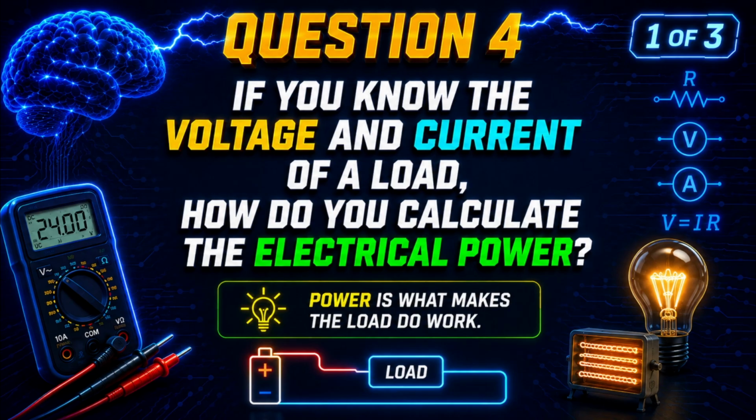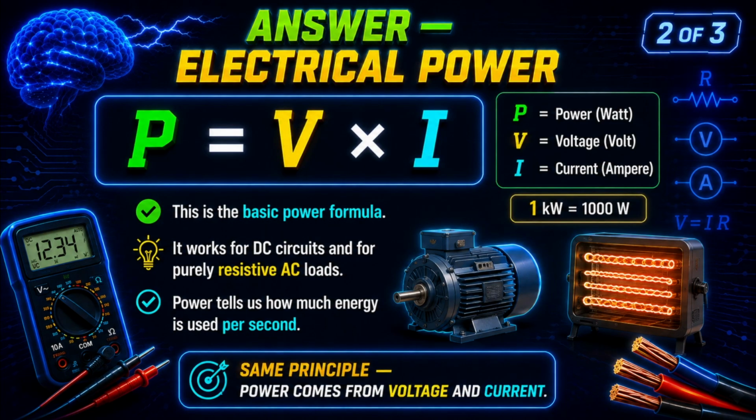Think about the relationship between voltage, current, and power. The answer is the basic power formula, P equals V times I. Here, P is power in watts, V is voltage in volts, and I is current in amperes. This formula works directly for DC circuits and for purely resistive AC loads.